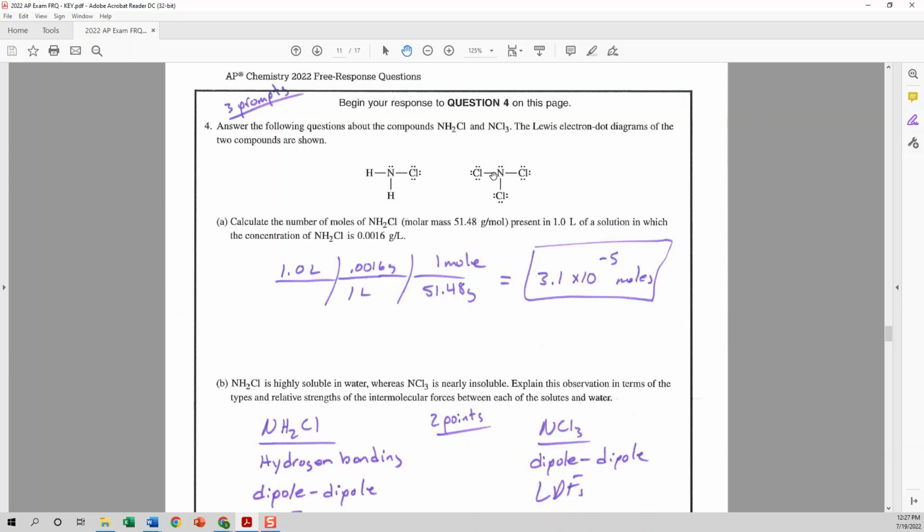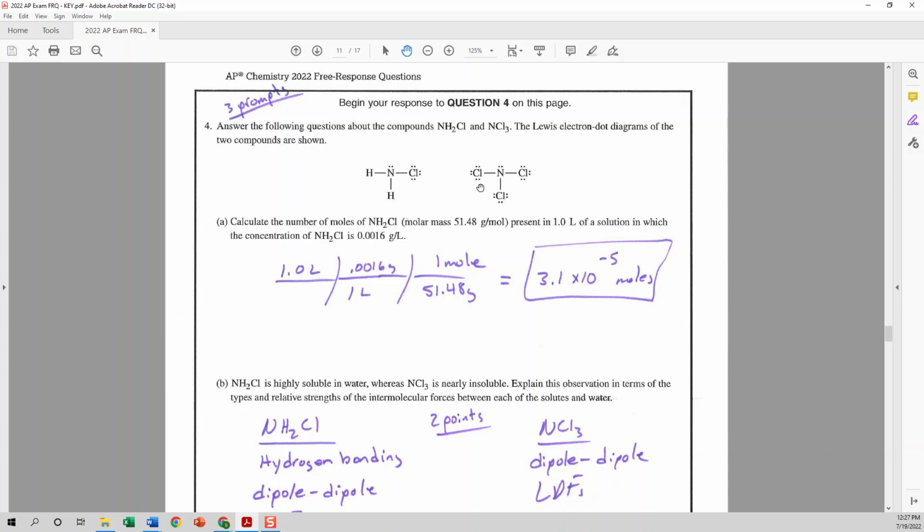The other thing I would say about this is, yes, it's polar because there's asymmetry, but the electronegativity difference between nitrogen and chlorine is negligible. They both have basically the same electronegativity value. So you could make the argument that this bond is nonpolar because there is no electronegativity difference. And if you don't have polar bonds, even if you're kind of asymmetrical, you don't really have much polarity.